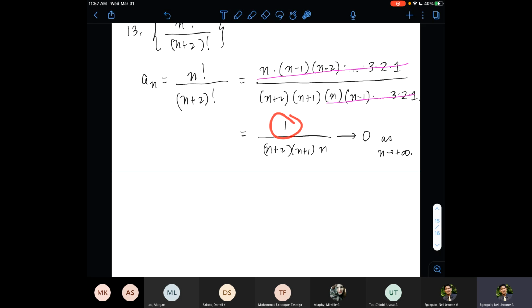because the numerator is a constant one, and the denominator grows very, very large as n goes large. So that means this will go to infinity, right? So this is divergent, because we cannot get a finite limit.